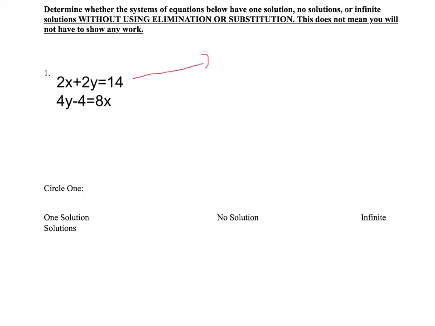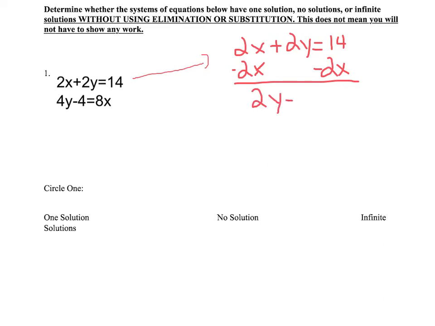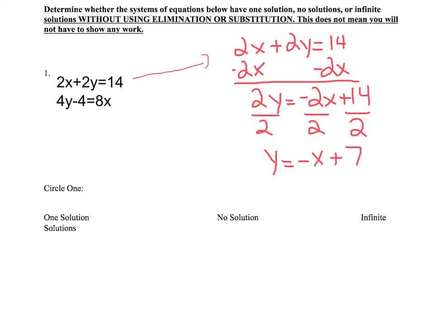So to do that, I'm starting with 2x plus 2y equals 14. And I want to get y by itself, so I'm going to start by subtracting 2x from both sides. So I end up with 2y equals negative 2x plus 14. Divide by 2 to get y completely alone, and I get y equals negative x plus 7.